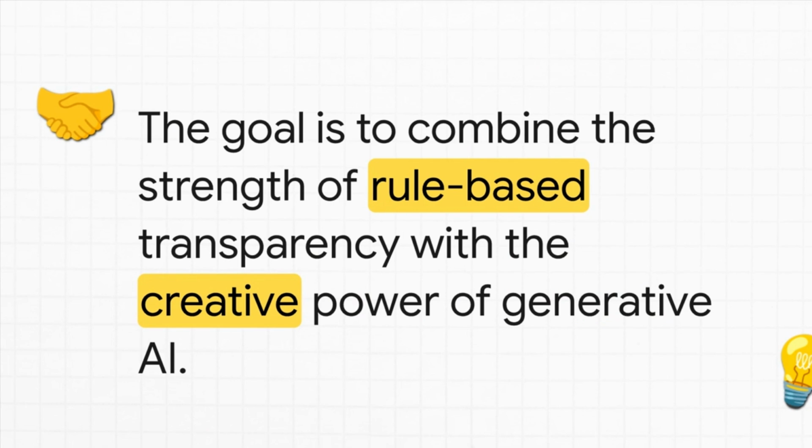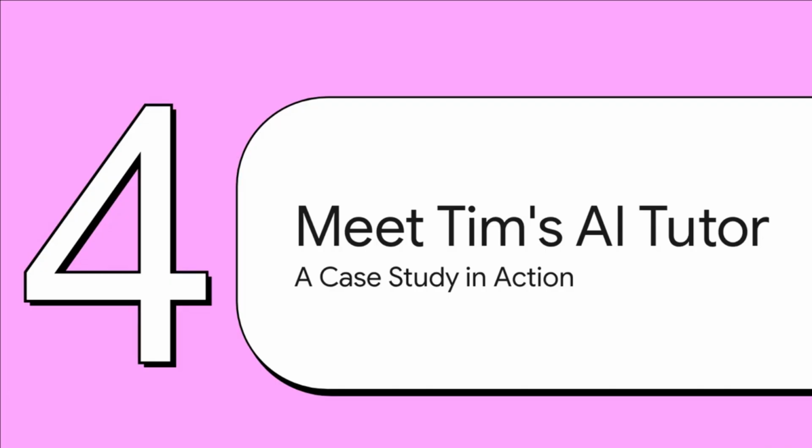And you might think this is all about handcuffing the AI, but it's really not. The goal is to get the absolute best of both worlds. You get the control and transparency of rules set by humans, but you still get all the creative, helpful power of a generative AI. Okay, theory is one thing, but let's see how this actually works in the real world. We're going to dive into a case study from the research and meet a student named Tim, who's using an AI tutor built on this exact system.